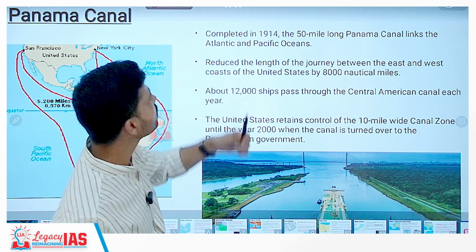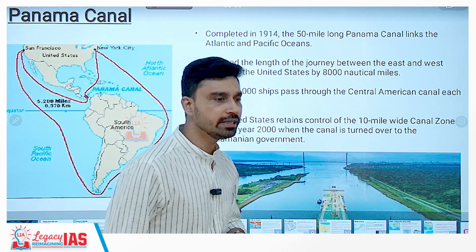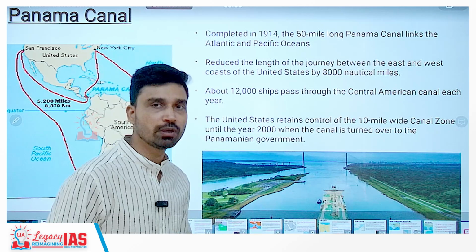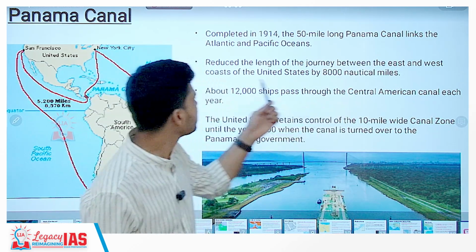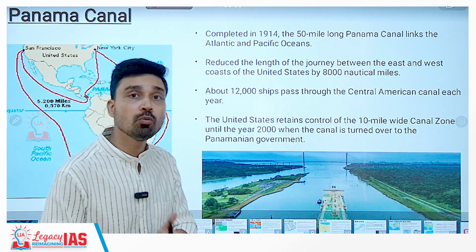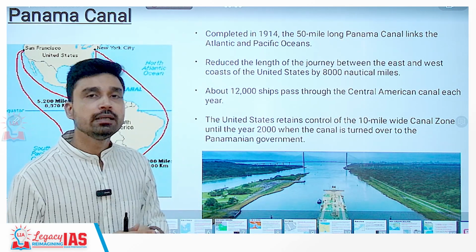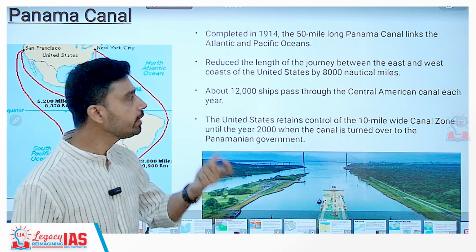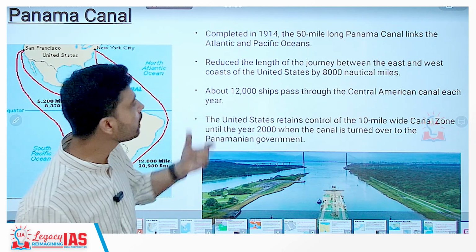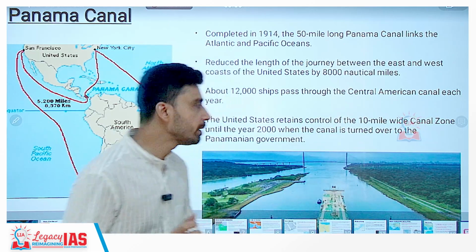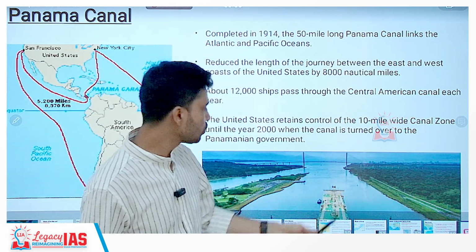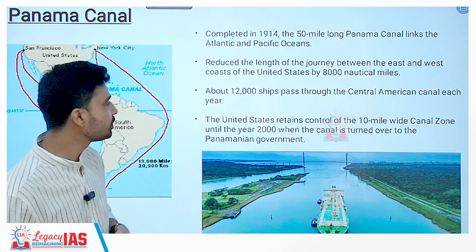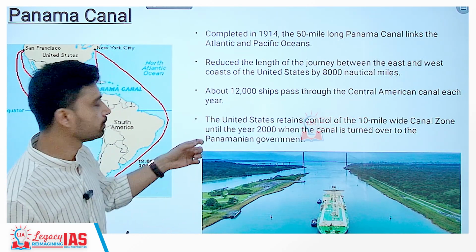Now, if you look at the history of this Panama Canal, it was completed in the year 1914. The 50-mile long Panama Canal links the Atlantic and Pacific Ocean, and reduced the length of the journey between the east and west coast of the United States, as we have discussed, by almost 8,000 nautical miles, and we can understand the kind of trade volume this area generates by looking at this particular figure. Every year, almost 12,000 ships pass through the Central American Canal, and the US retained control of this 10-mile wide canal zone until the year 2000, when the canal was turned over to the Panamanian government.